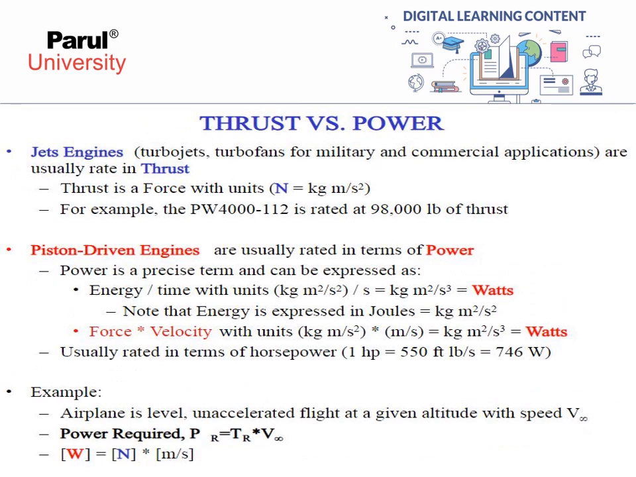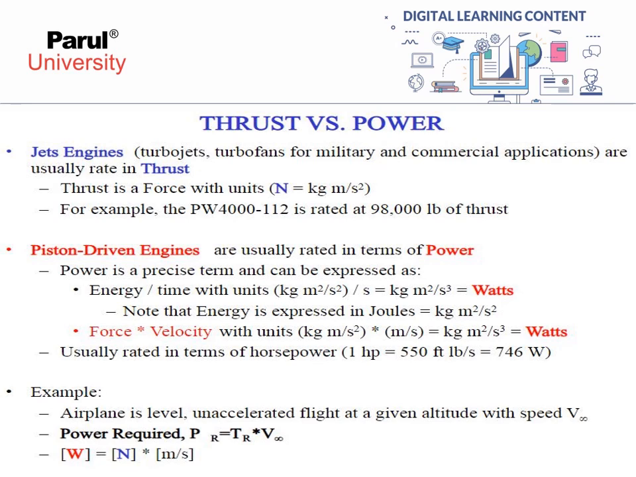Now we have to compare thrust versus power. Jet engines, turbojet and turbofan, for military and commercial applications are usually rated in thrust. Thrust is a force with units N, that is Newton, equal to kg m per second square. For example, the PW 4000 112 is rated at 98,000 lb of thrust.